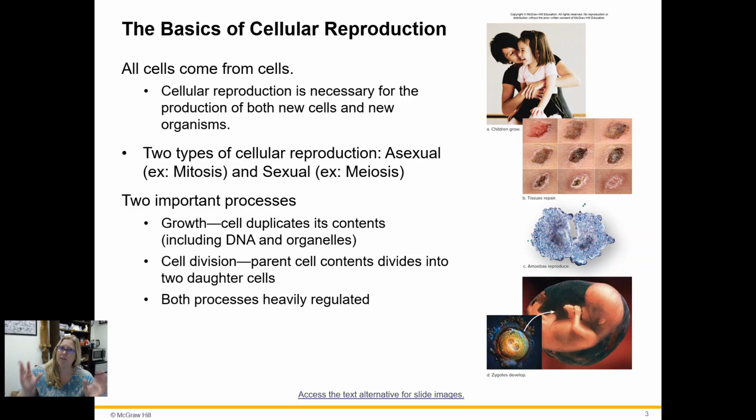There's a lot of different sexual reproductions out there. If you get into a Bio 112 or other classes, you'll find out that that's more than just meiosis, but we're going to learn about the basics of sexual reproduction through meiosis and asexual reproduction through mitosis.